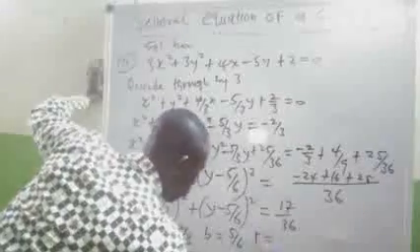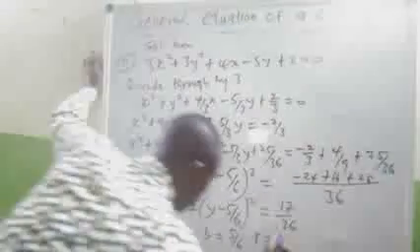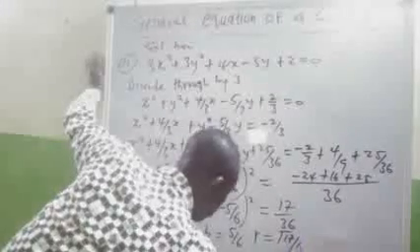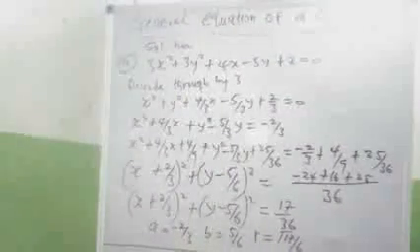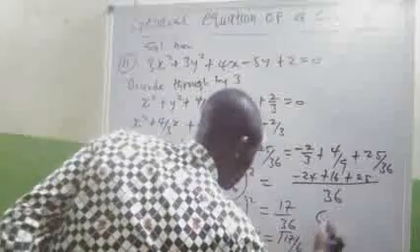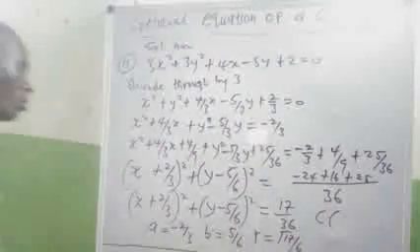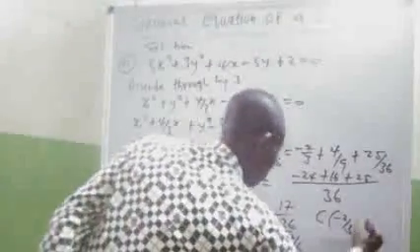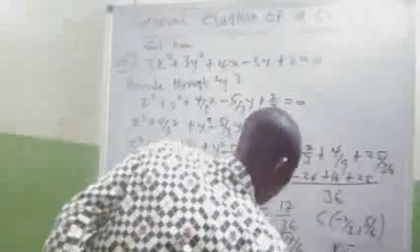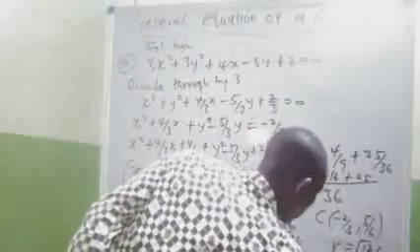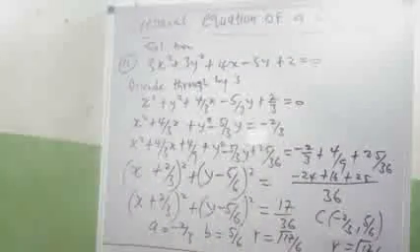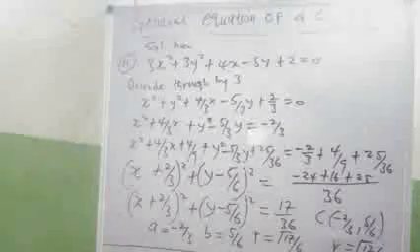And your r will be equal to, when you take the square root of this, root 17 over 6. So we conclude by saying that the center of the circle C is minus 2 over 3, comma, 5 over 6, while r is root 17 over 6. So that is how to find the center of a circle. You can quickly write that.